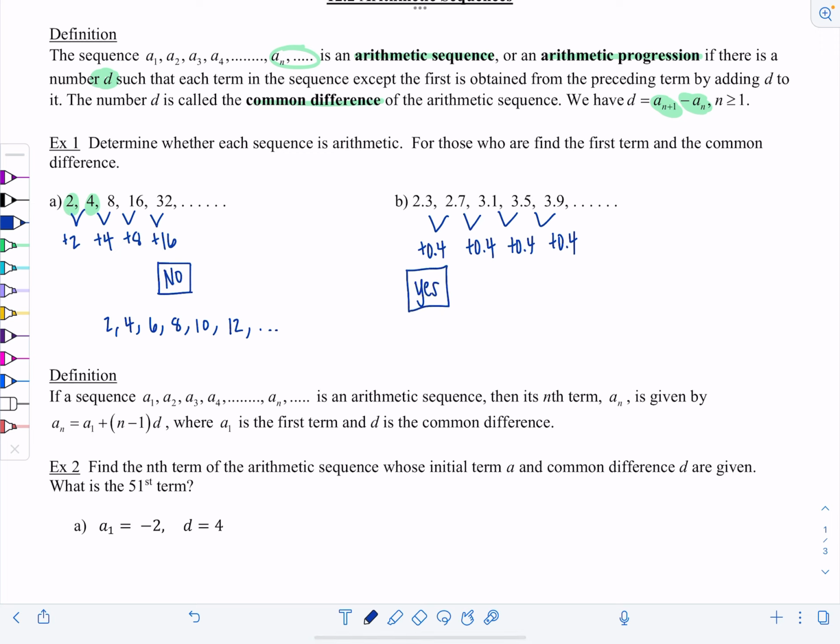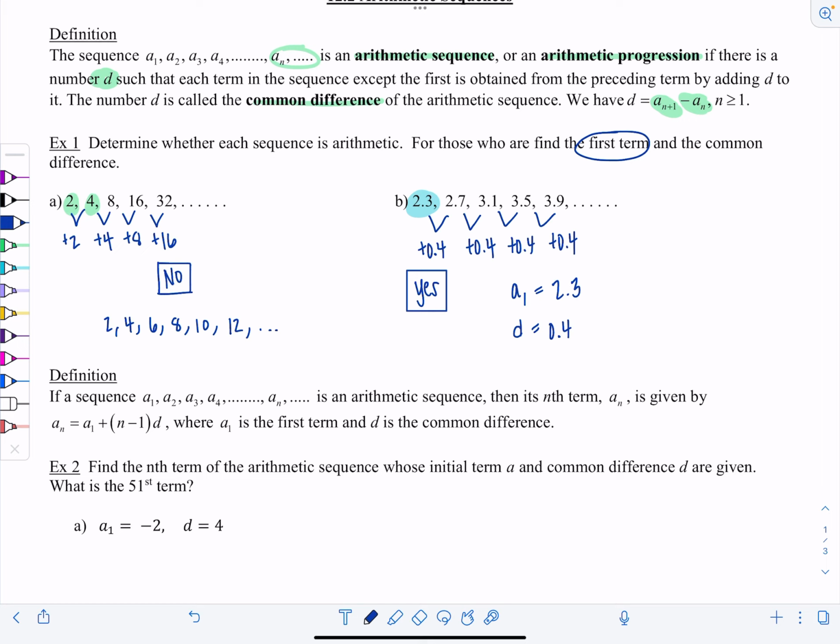Woohoo! And then what else did they ask us to do? Find the first term. So the first term is A1. The first term is 2.3. That's pretty clear. And then the common difference is D. That's whatever we were adding to get from one term to the next. So that's 0.4. All right, easy enough. Do you guys have a good feel now for what an arithmetic sequence looks like?